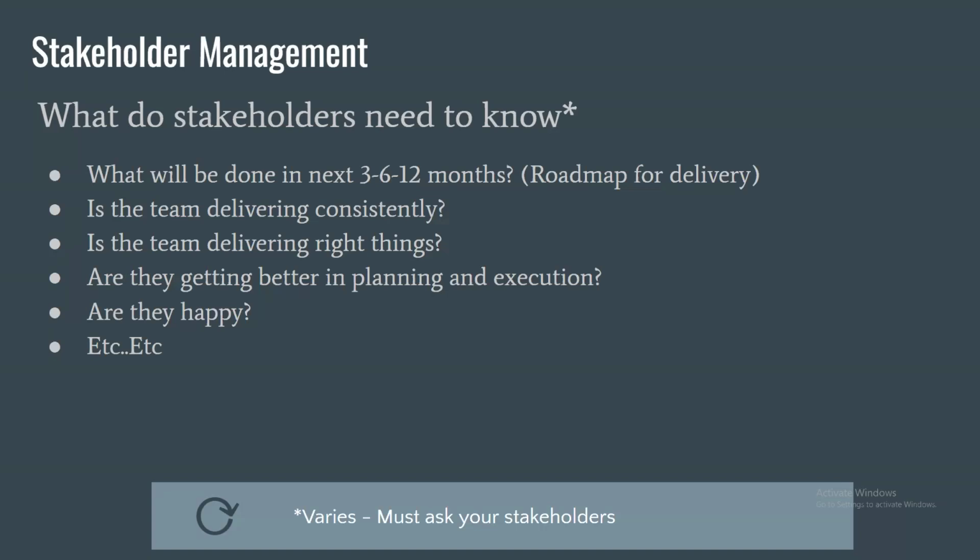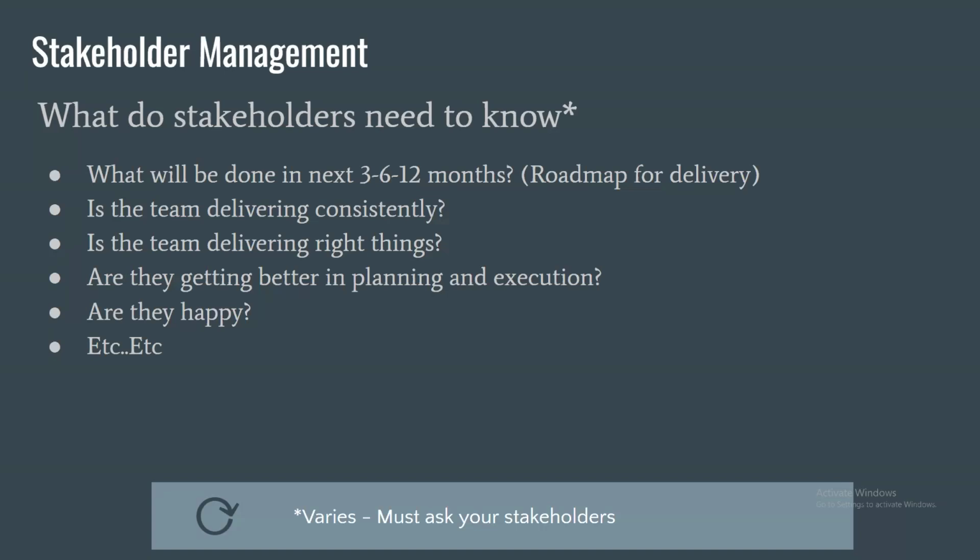So now, bringing over the stakeholder hat, what do your stakeholders need to know? And this is the typical stakeholder thing I'm saying, because it varies. So if you are the Scrum Master, you have to ask your stakeholders, your customers, your leadership, what are the things that they need to know. So typically, these are the 5-6 things that I have seen, that they want to know what will be done in like 3 months, 6 months, 12 months. Like, what is the roadmap for delivery?